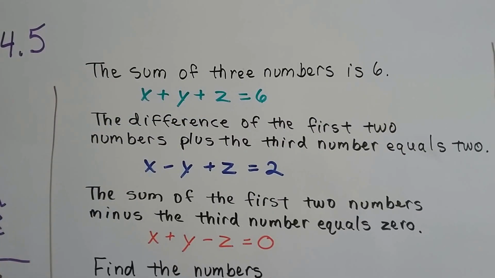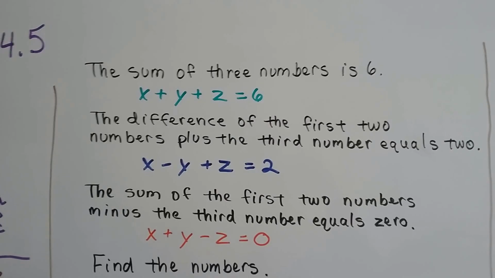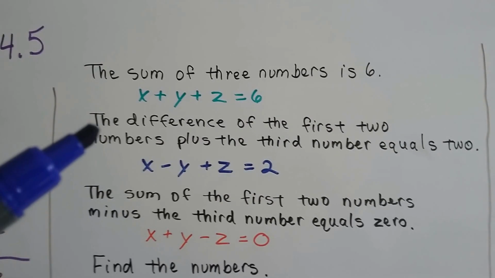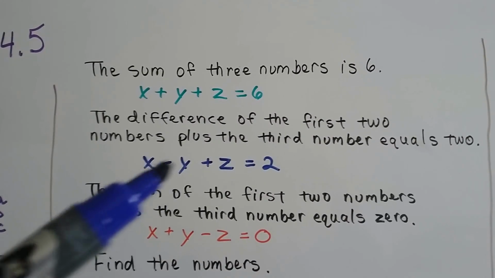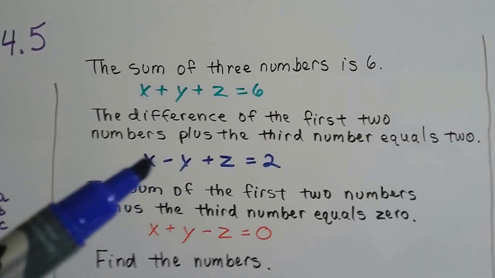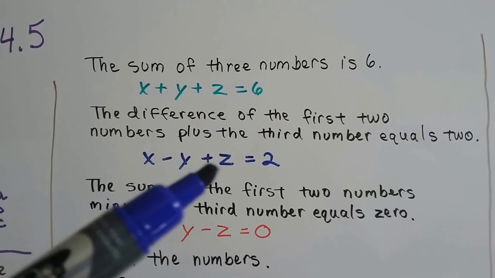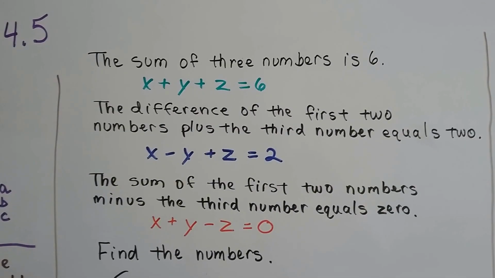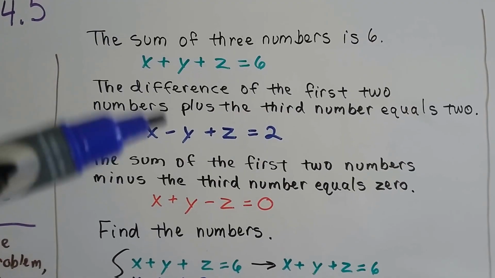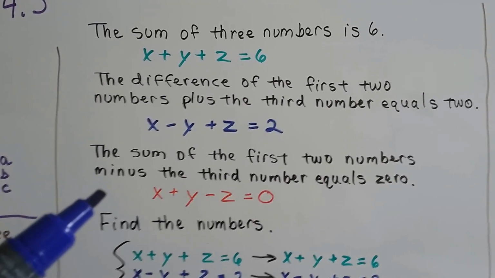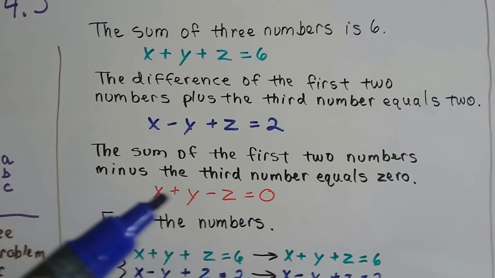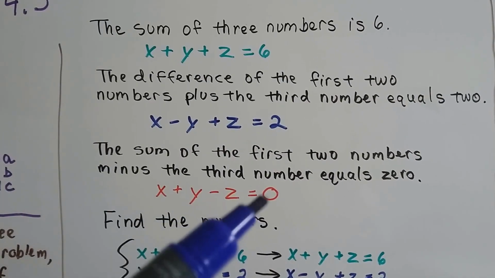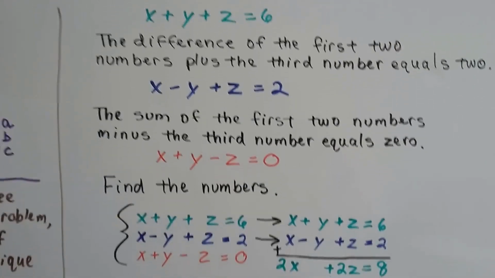Now it says the difference of the first two numbers plus the third number equals 2. Well, the difference of the first two numbers means we're subtracting. That's the difference. Plus the third number, z, is going to equal 2. So now we have two equations. Now it said the sum of the first two numbers, well, now we know we have to add these two, minus the third number, minus the z, equals 0. So we have our system of three equations.